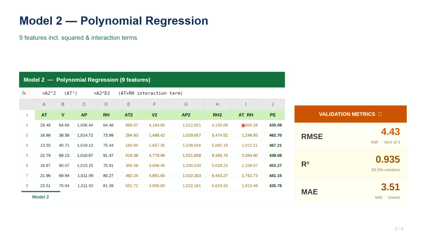Why? A straight line can't capture curved relationships. The squared terms let the model bend to fit the real physics of the plant. Each was made with a simple Excel formula. For example, AT squared is just the AT cell raised to the power of 2.